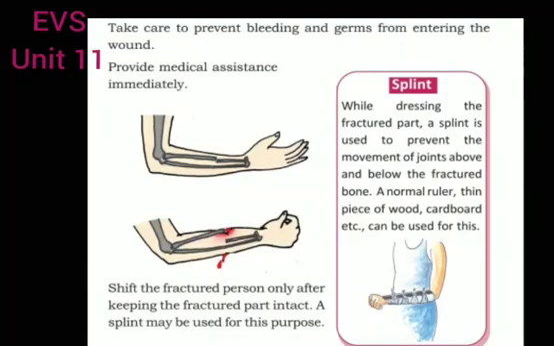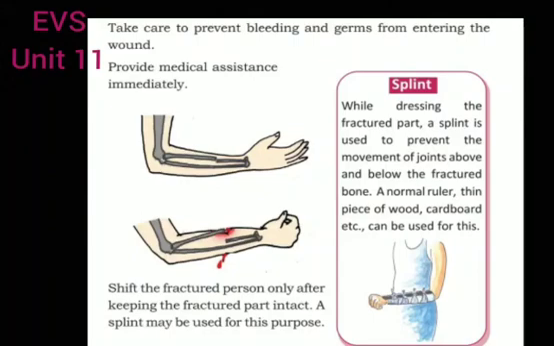Next one is fracture. There may be chances for the bones to fracture due to accidents. Here the surrounding body parts may not get injured, but the broken bone comes out of the body. In such a situation, you have to take care to prevent bleeding and germs from entering the wound and provide medical assistance immediately.